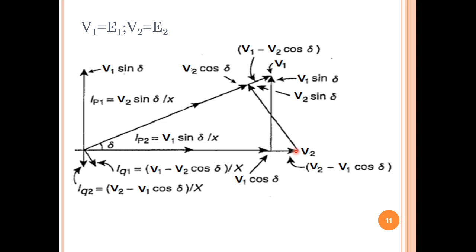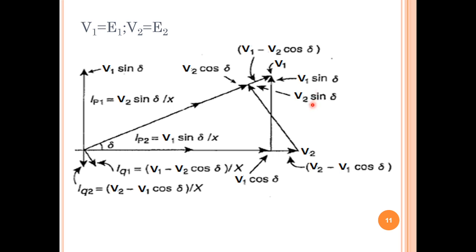Next one, same thing. Drop a perpendicular from point V2 onto this axis. This one is the adjacent side for this triangle, V2 cos delta. Opposite is V2 sin delta. Just observe, I'd like to drop one perpendicular onto the x-axis, and from this point also I'd like to drop one perpendicular onto the x-axis. We can have components V2 cos delta, V1 cos delta, and sine components also.